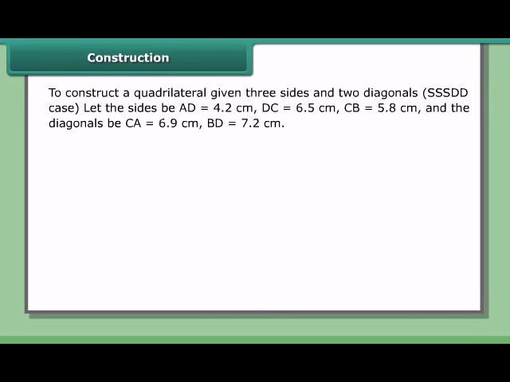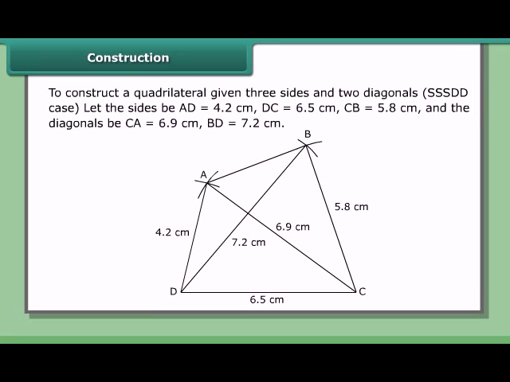Construction. To construct a quadrilateral, given 3 sides and 2 diagonals, the SSSDD case, let the sides be AD as 4.2 cm, DC as 6.5 cm, CB as 5.8 cm, and the diagonals be CA as 6.9 cm, BD as 7.2 cm. The 2 triangles we can construct to complete the quadrilateral are BCD and ACD.